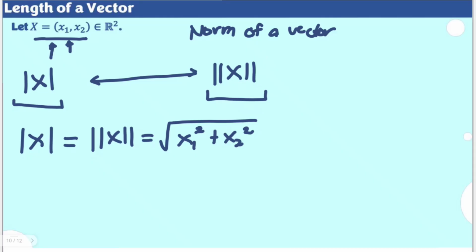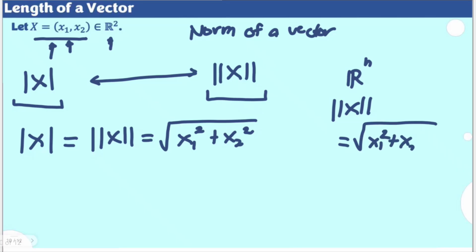Of course, if this is not in R2, if it's in R to the power of n, this would mean that the norm of x is equal to the square root of the sum of the squares of the components until x sub n.